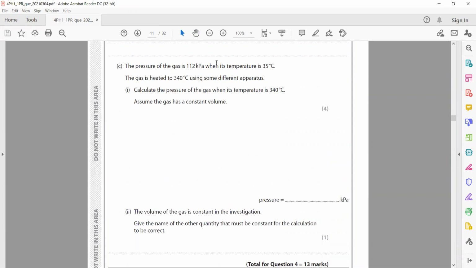The pressure of a gas is 112 kilopascal at 35 degrees. The gas is heated to 340 degrees. Calculate the pressure of the gas when the temperature is 340. Whenever you are using this formula, as we know, pressure and temperature are directly proportional to each other, or the ratio between pressure and temperature is constant. So P1 over T1 is equal to P2 over T2. But temperature should be in Kelvin, so we add 273 to convert into Kelvin.